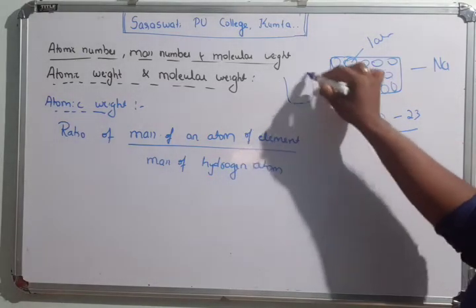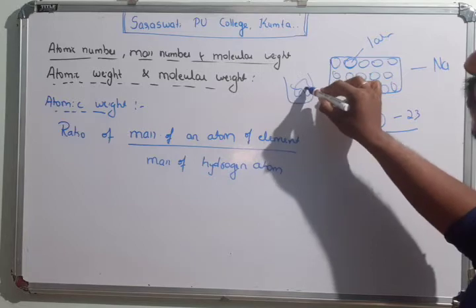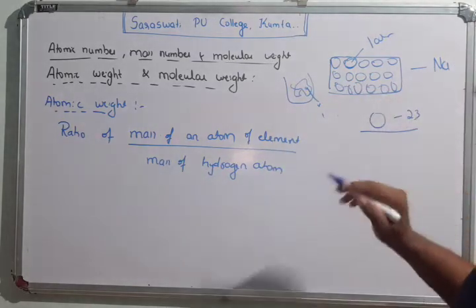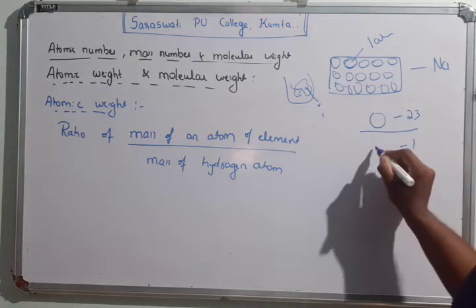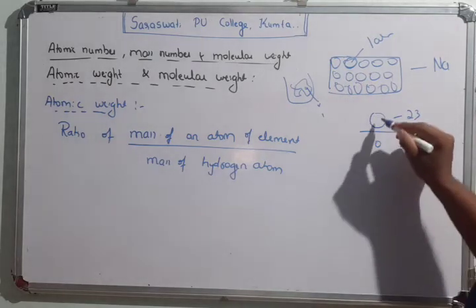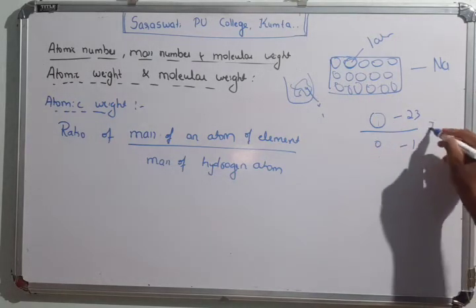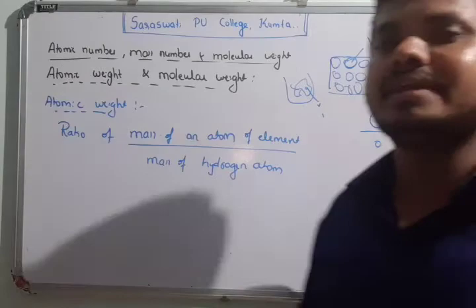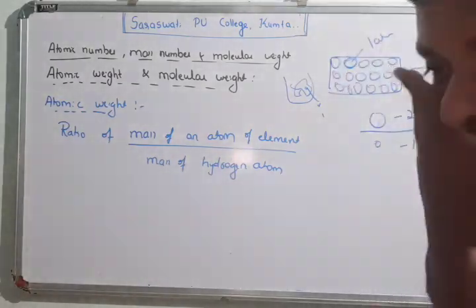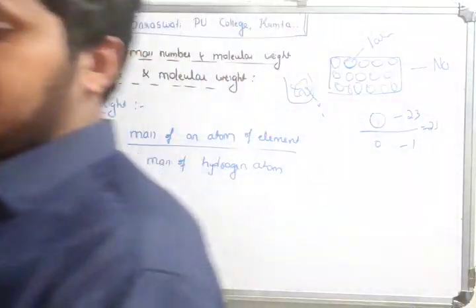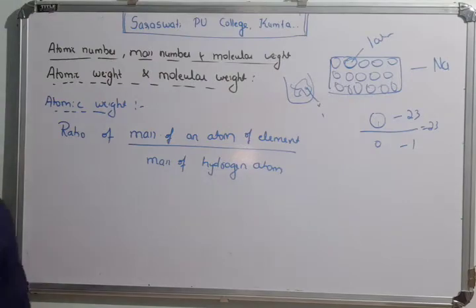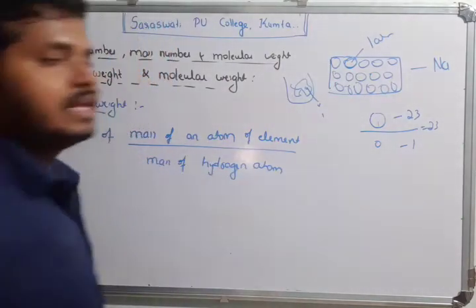You take the element hydrogen, one atom, and its weight will be around 1 only. So you compare with this one. Definitely 23 by 1 is 23, so you will get the atomic weight as 23 only. Got it? It is just like a comparison. So it is the ratio of the mass of an atom of an element.